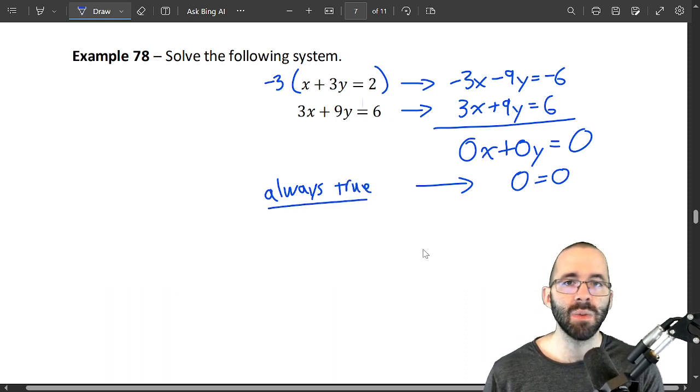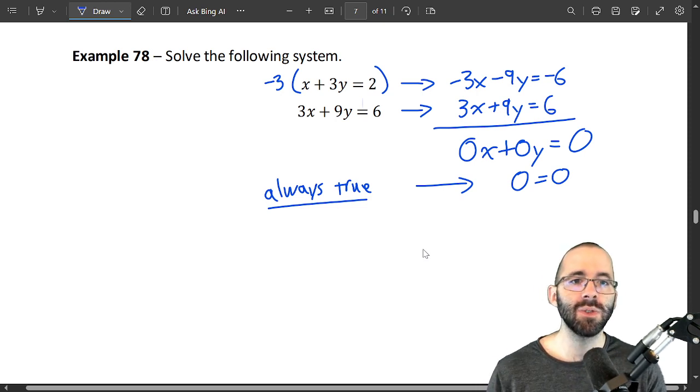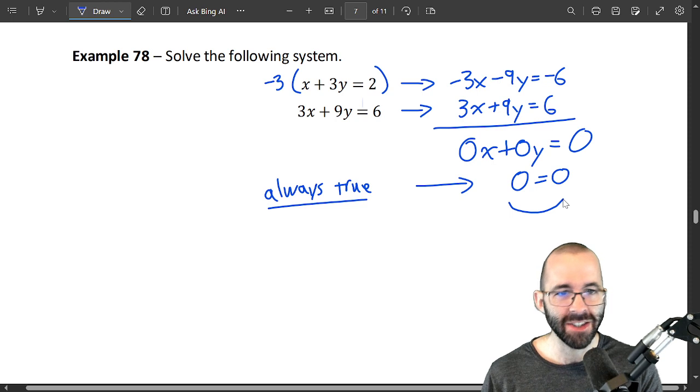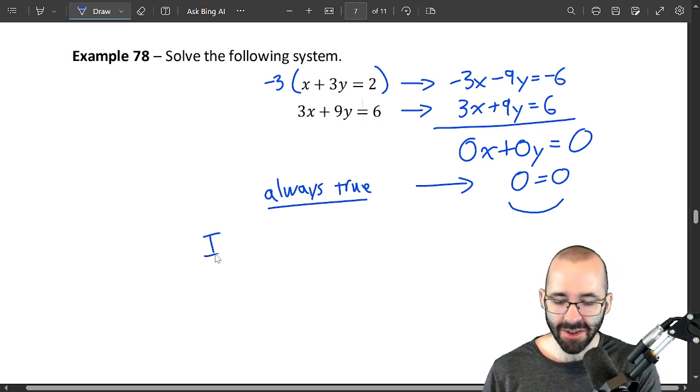I don't care what x and y are. This is true. Any x makes this true. Any y makes this true. I'm going to draw a smiley face. There are infinitely many solutions here.